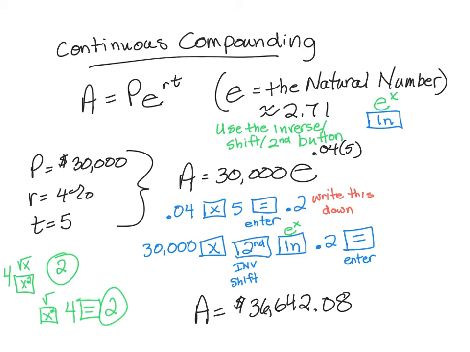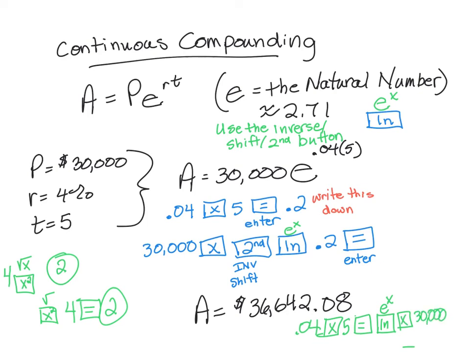If your calculator is the type that you plugged in the 4 and then hit the function and got the answer, then this is how you're going to plug in this problem. You're going to say 0.04 times 5 equals, then you're going to hit the e to the x key. I like these calculators better. Once you hit the e to the x key, it calculates e to that power. Then you're going to say times 30,000.